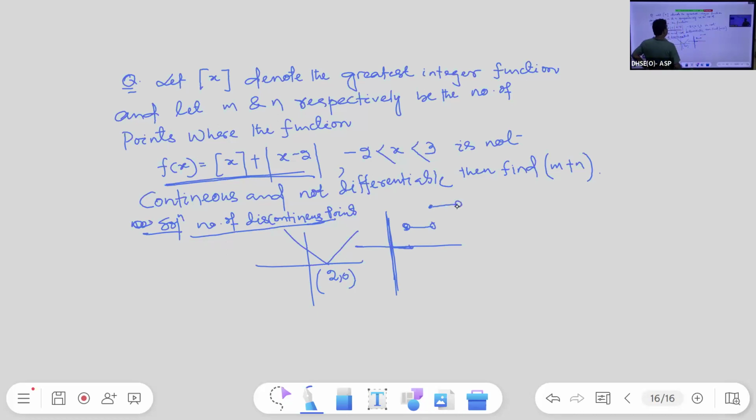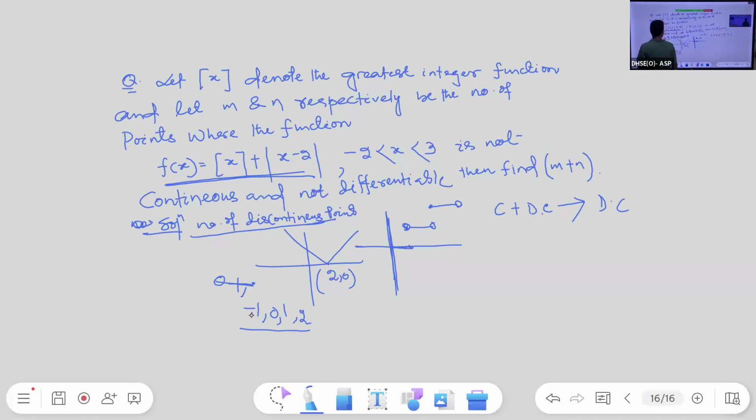So in the interval -2 to 3, what are the integral values? The integral values are -1, 0, 1, 2. At these points, the function f(x) = [x] is not continuous. From the algebra of continuous functions, continuous plus discontinuous is discontinuous. So this function is discontinuous at -1, 0, 1, 2.